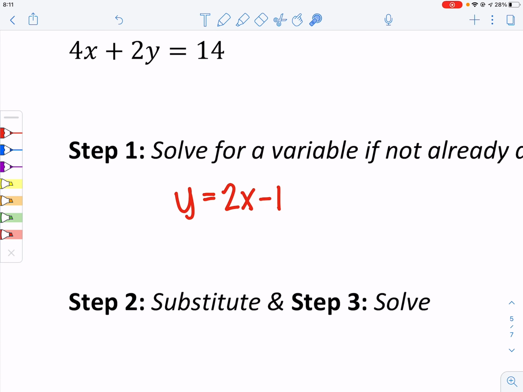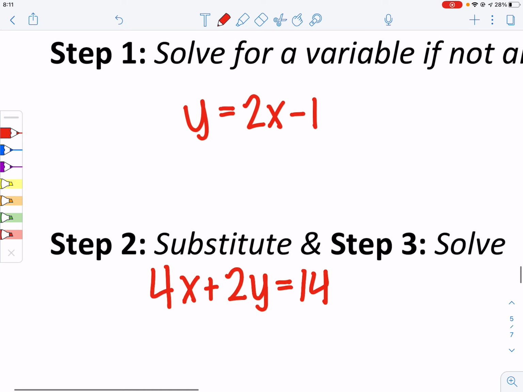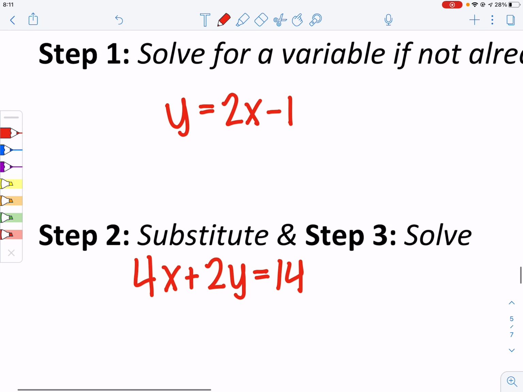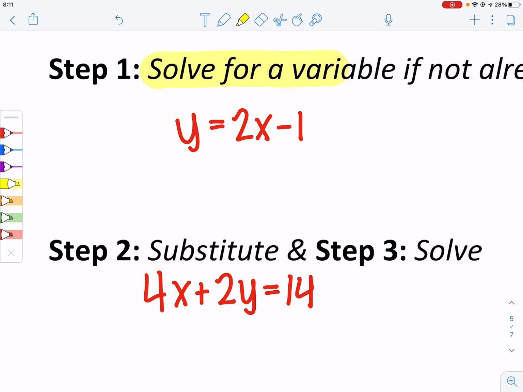I always like to rewrite it. It's just the 4x plus 2y equals 14. All right, so all I do is my step 1, I solve for a variable, done. Step 2, substitute and solve.